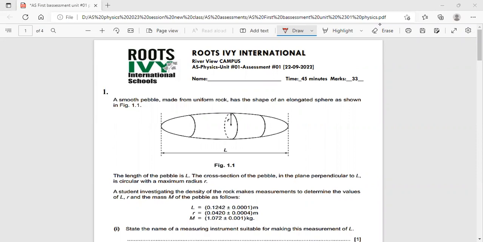This is a smooth pebble made from uniform rock in the shape of an elongated sphere, as shown. L is the length and R is the radius. Over here, the length of this rock is given, the radius is given, and the mass is given, along with the absolute uncertainty. So this is delta L, this is delta R, and this is delta M.